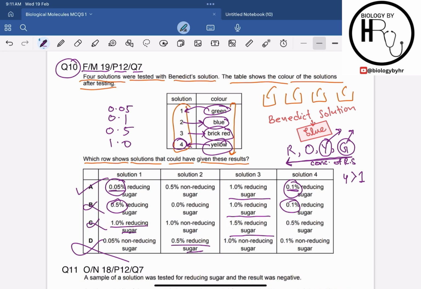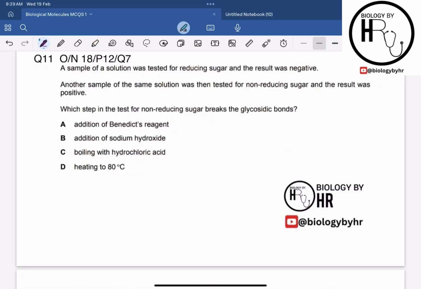The correct answer for this MCQ is option A over here. I hope that this MCQ is clear to all of you. Alright, so now let's move on to question 11. Question 11 is from October-November 2018, paper 1, question 7.